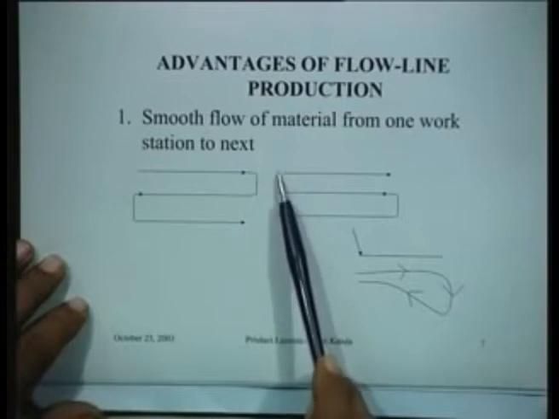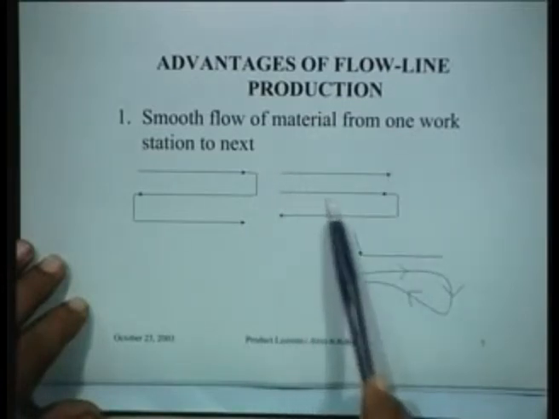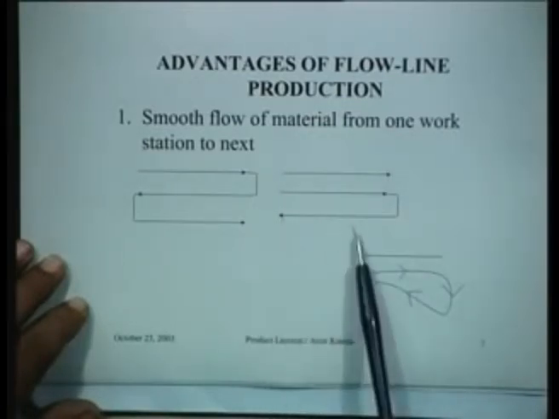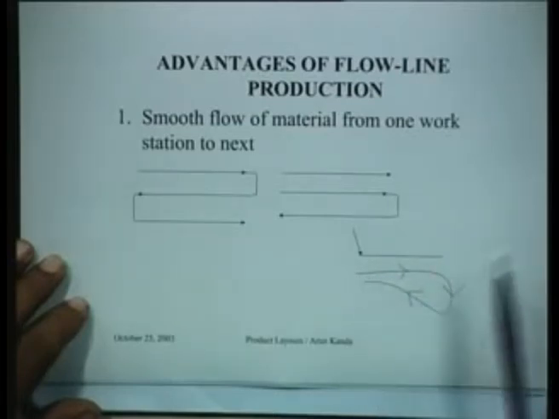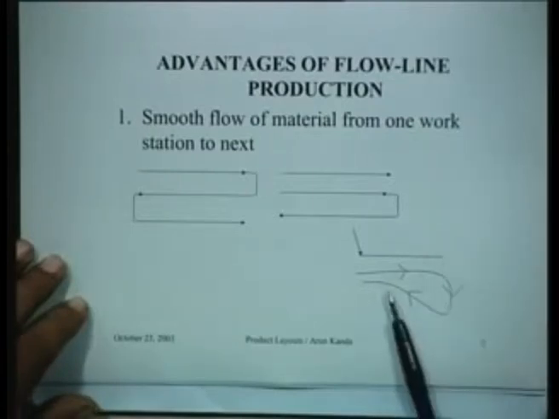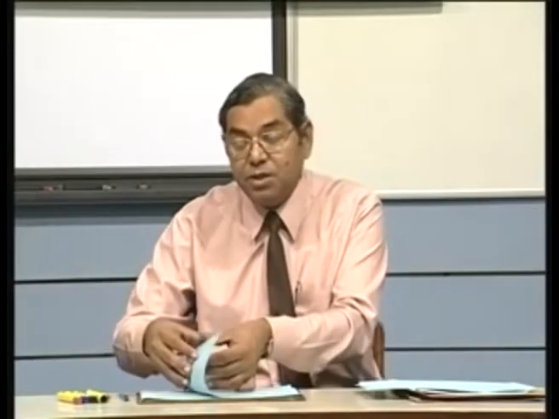Moreover, the flow could be straight line, it could be U-shaped flow, it could be this kind of flow, or it could even be circular flow. The idea is that it depends upon the space, but the crucial thing is that smooth flow of material from one workstation to the next takes place. So this is one of the features.